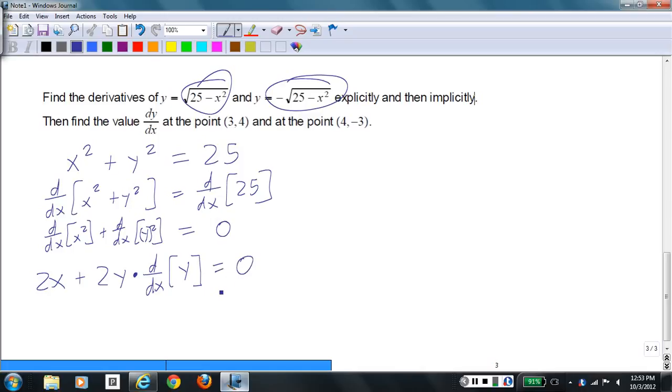Now, if it looks like I'm not treating x and y the same way, had I multiplied by the derivative of x with respect to x, that's just 1. So I didn't take the time to do it. But here it's absolutely necessary. Multiply by the derivative of y with respect to x. Well, we have notation for that. The derivative of y with respect to x is dy/dx.